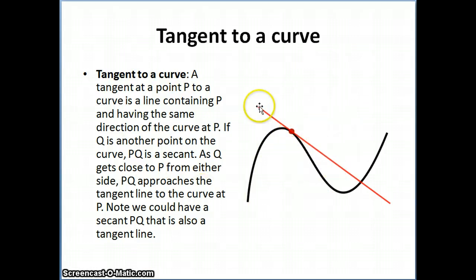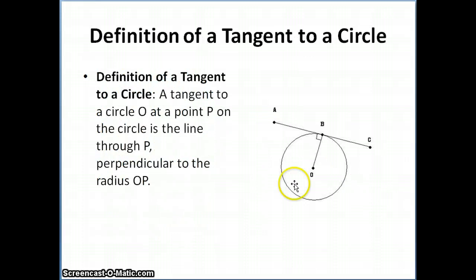So basically, intuitively, it's a line which only touches the curve. It can intersect the curve at many points, but right here in this small area, there's exactly one intersection point. So now, the definition of a tangent to a circle. We can consider the circle as a special curve. So that's how we draw a tangent line.